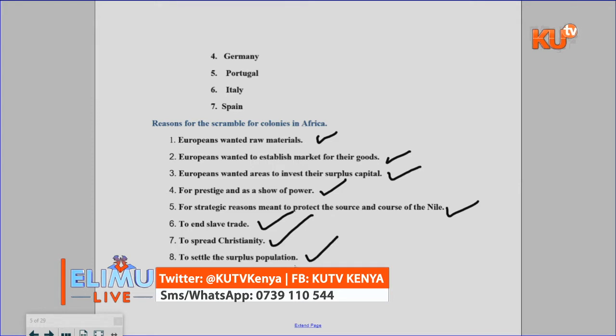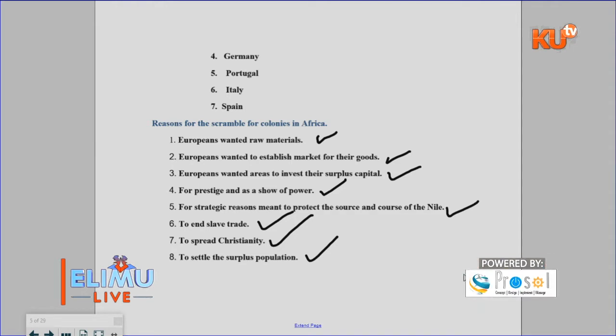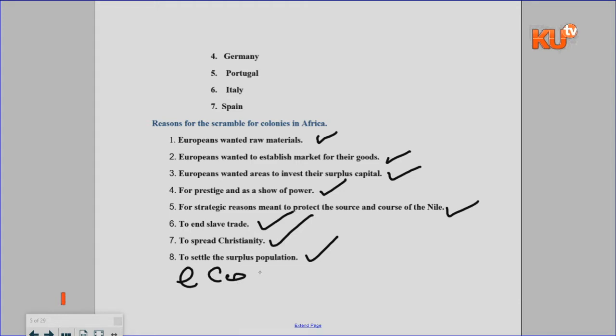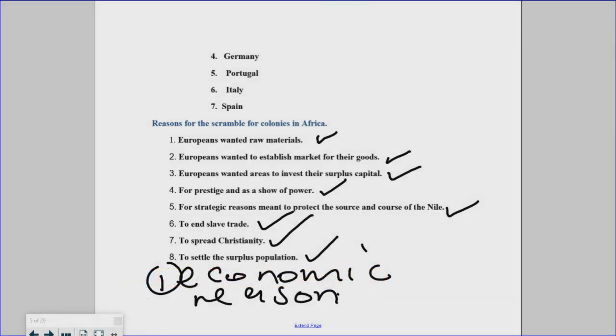Then we want to classify or categorize them into different groups. We have different categories of why Africa was colonized. If you are there, you can classify all the reasons into different categories. One, we have economic reasons as one of the categories why Africa was colonized. Under economic reasons, we have that Europeans wanted raw materials and established markets for their goods. Those are the two economic reasons.